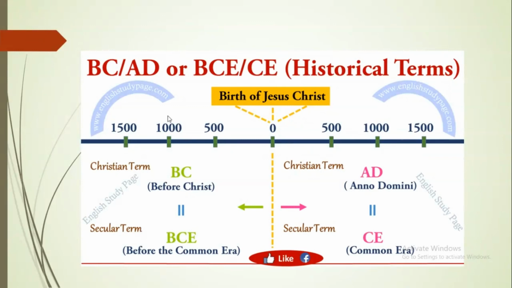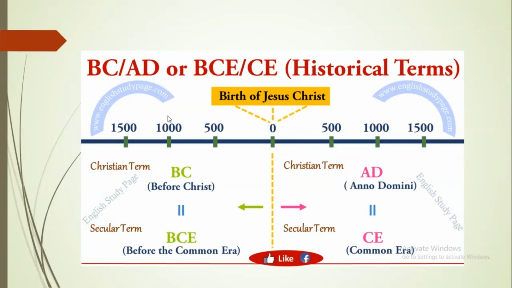These two terms, BCE and CE, are secular terms. What do we mean by secular terms? A secular term refers to something that is not associated with or related to any religious belief systems or institutions. It is neutral in nature, separate from religious or spiritual matters, and can be used in contexts that are neutral or non-religious, right? So BCE and CE are the secular terms we use instead of BC and AD.